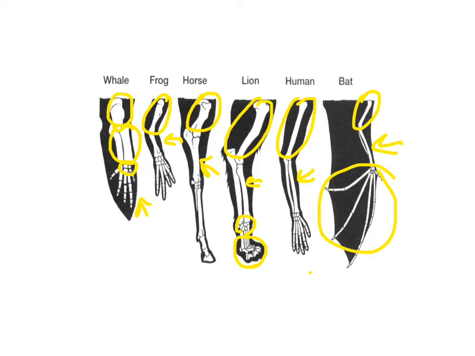So even though these organisms are using their limbs for very different things, one's flying, one's running, one's swimming, inside they look very similar. This is called homologous structures.